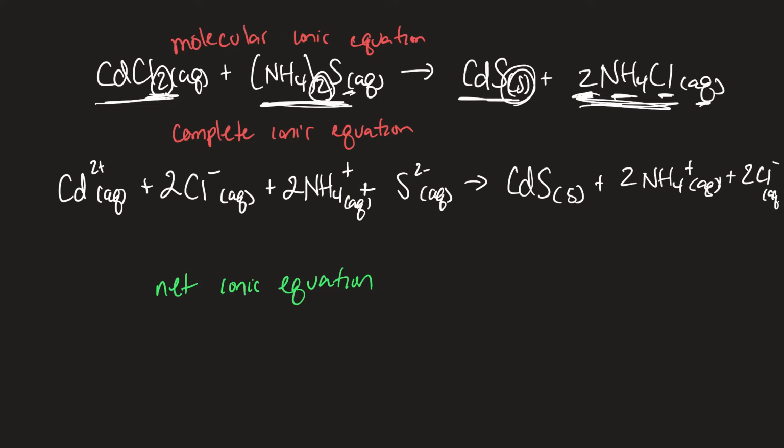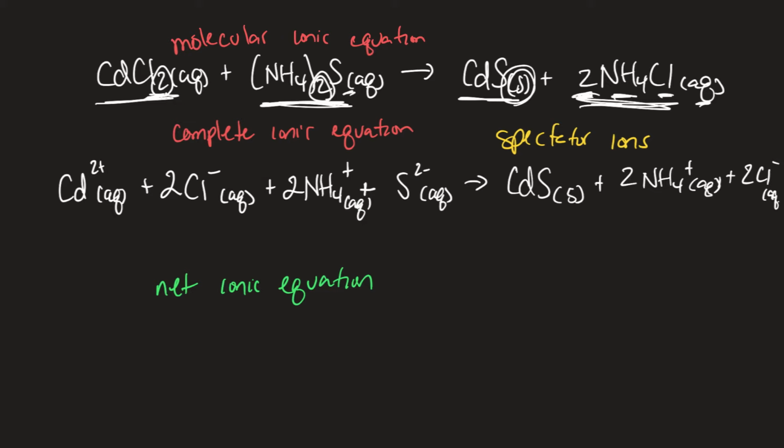Now, to go from the complete ionic equation to the net ionic equation, we're going to have to identify our spectator ions. So we need to figure out who our spectator ions are. Remember, spectator ions are ions that go unchanged from the reactant to the product side. There's no difference on either side.